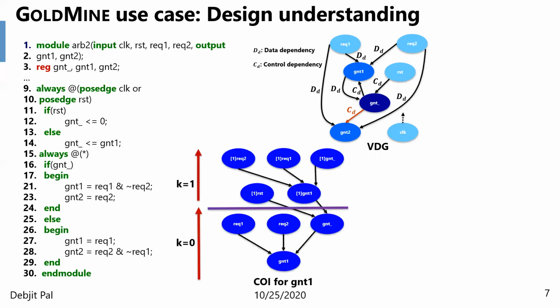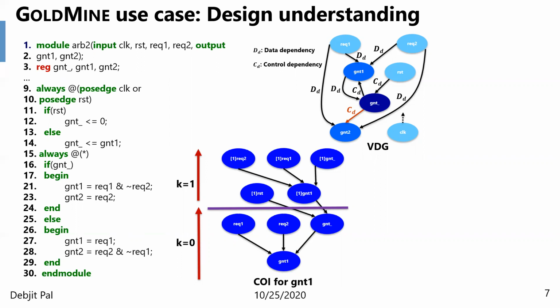GOLDMINE can also identify other important design structures, such as important design variables with respect to a given design output, the symbolic functional dependencies of a variable in the context of a particular design output, and the sequential dependencies of a design output over other design variables across multiple clock cycles.